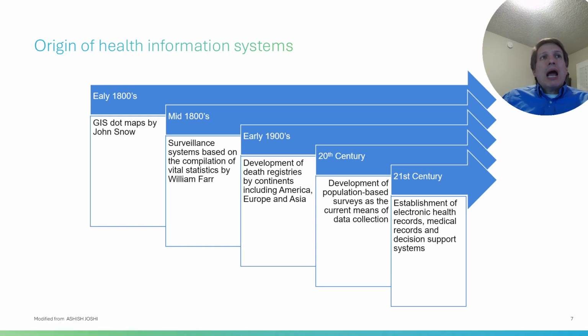In the early 1900s, there were developed some death registries, and that's an evolution of the surveillance and vital statistics to be able to say, hey, we need to classify better and understand why people are dying and what are the causes of mortality and morbidity. And it included America, Europe, and Asia, and that was expanding. And now we have global registries.